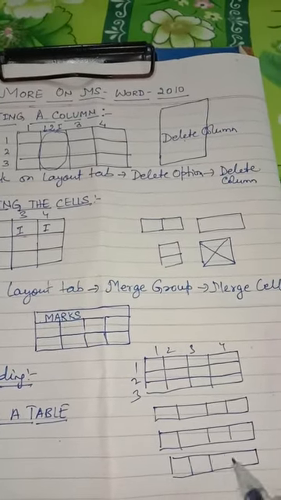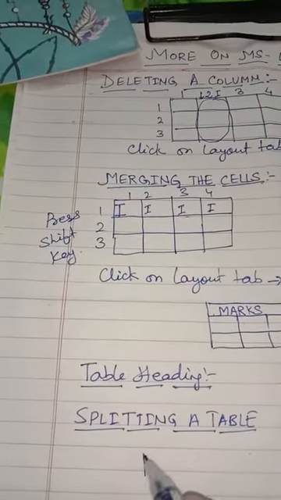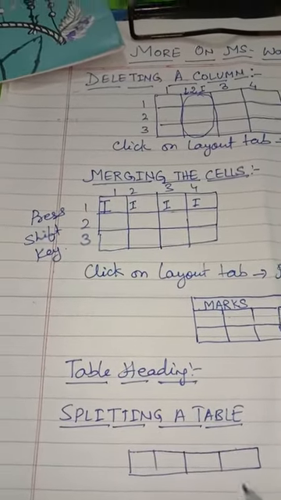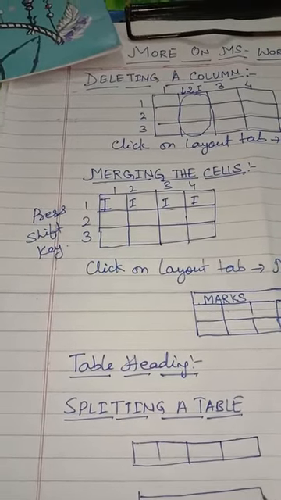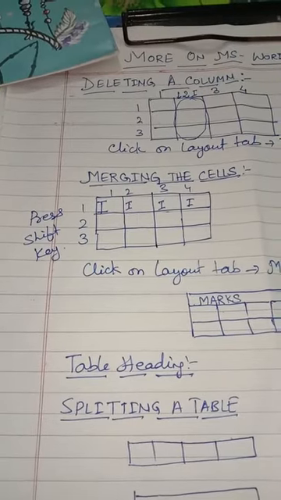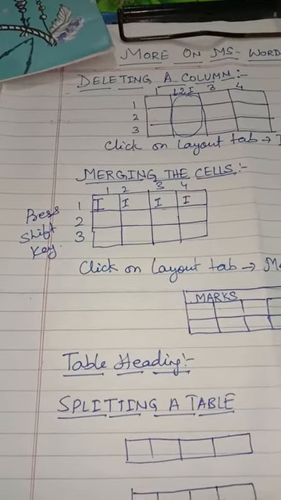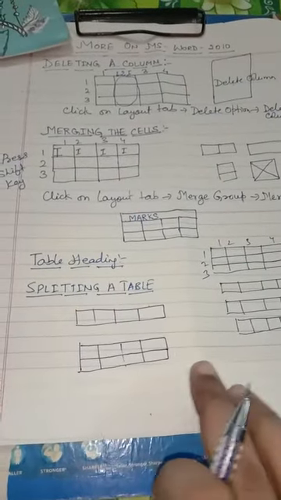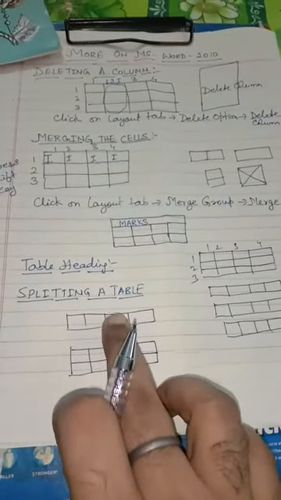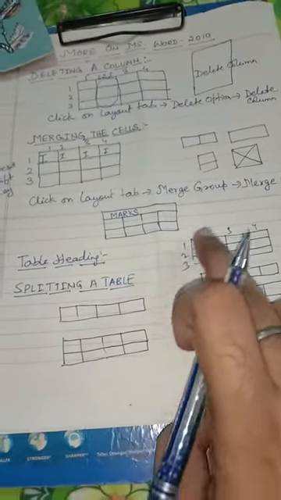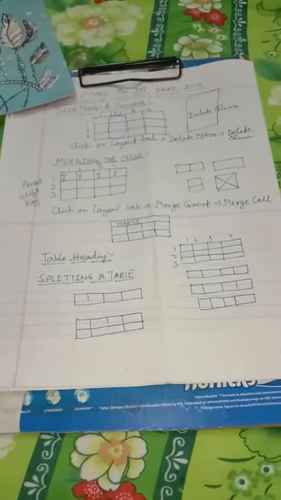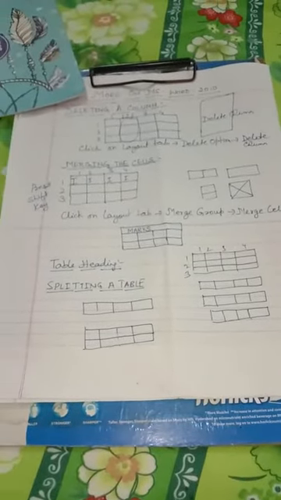If I have split it into 2 parts, the table will appear like this. This is the first table and this will be the second table. This is the splitting of a table into 2 or more than 2 parts. This is the splitting of a table into 2 parts, and this is a single table which I have split into 3 parts. So in this way we can split a table into 2 or more than 2 parts.